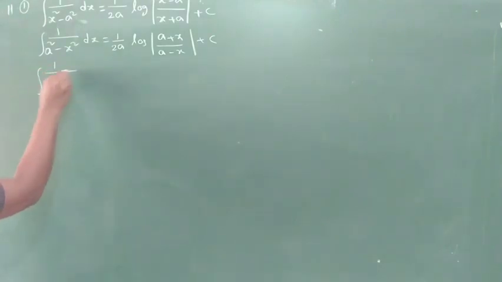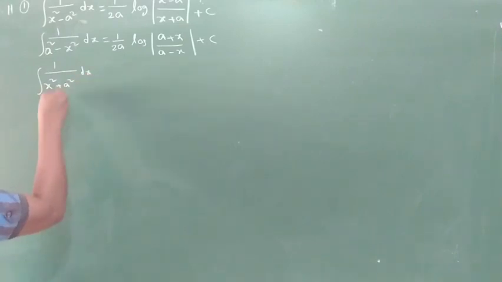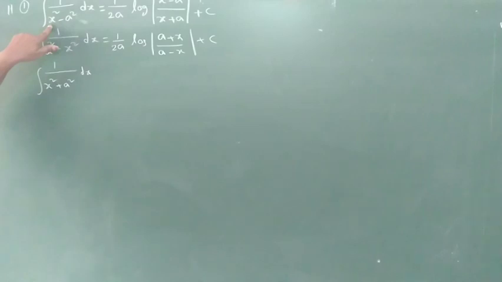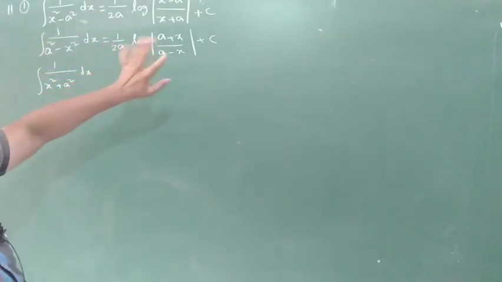Note that a square minus x square is not equal to x square minus a square, so there is a difference in plus and minus. For x square minus a square, it is x minus a by x plus a. For a square minus x square, it is a plus x by a minus x. Now x square plus a square, or a square plus x square.